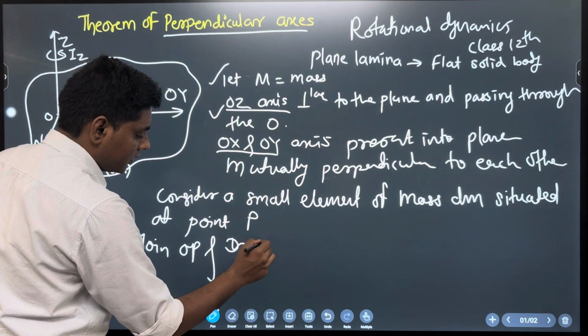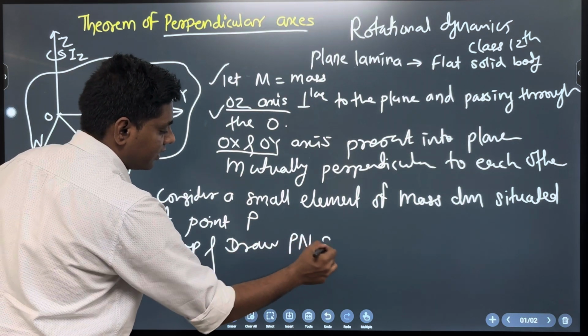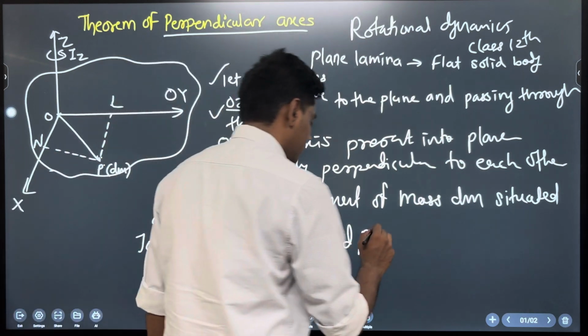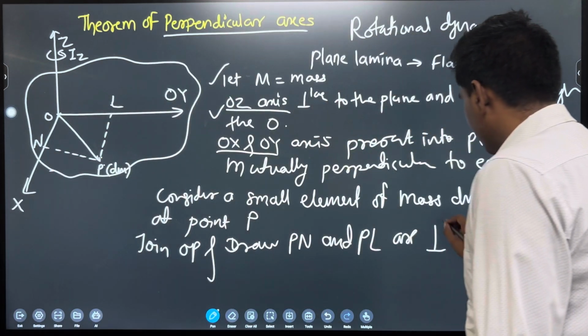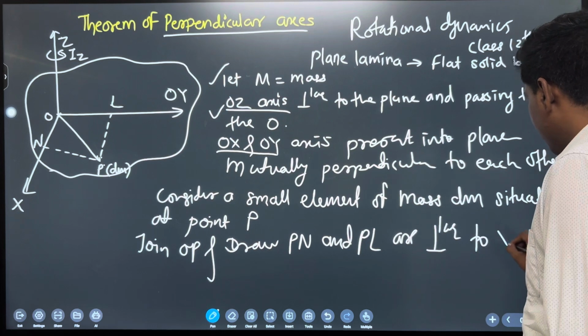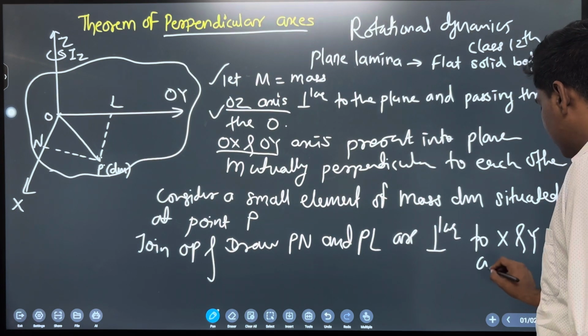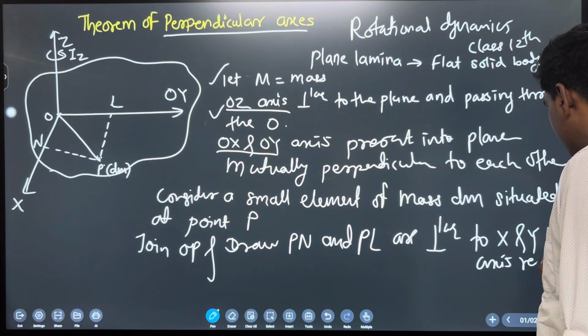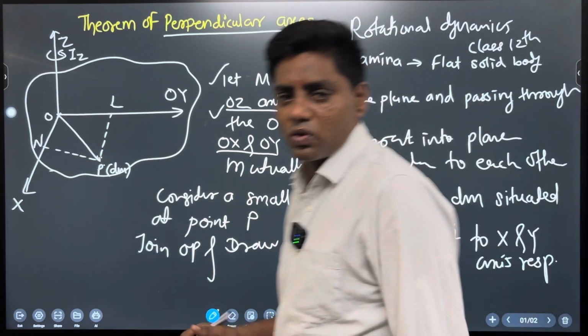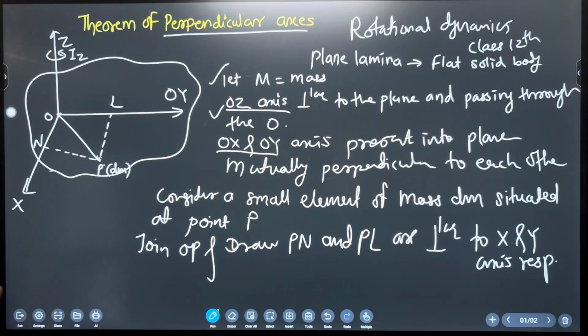Draw PN and PL perpendicular to the x and y axes respectively. So we complete the diagram. Very easy to remember. So what are the observations regarding the diagram?